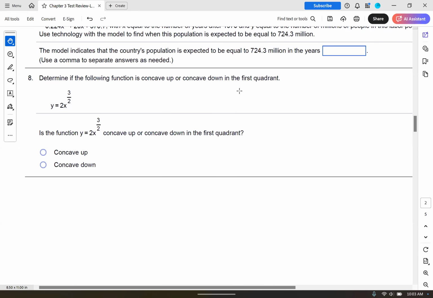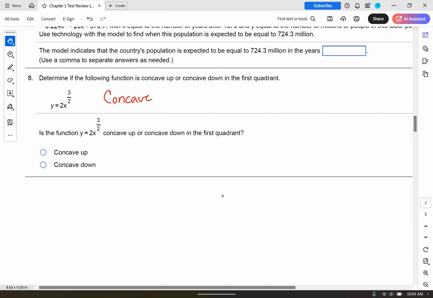Determine if the following function is concave up or concave down in the first quadrant. Now, I don't know how particularly important that first quadrant information is. All right, so Kamala, I think you were the only one that was here on Monday. So do you know if that's concave up or concave down? And how do you know it's concave up?